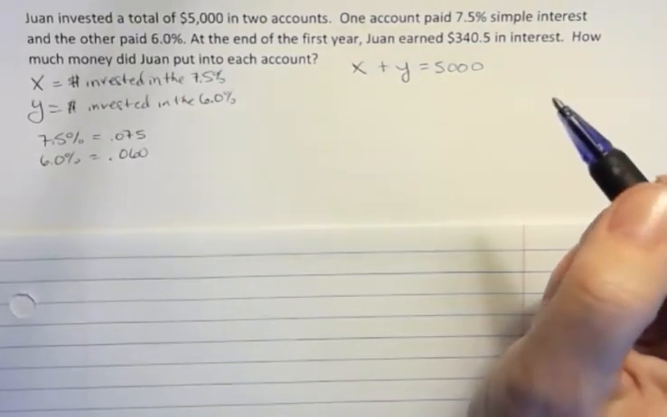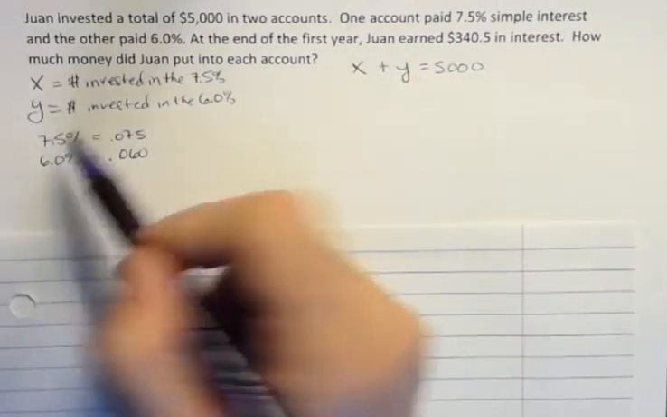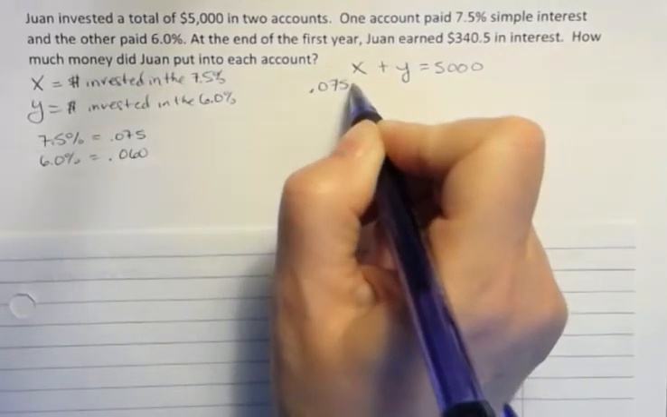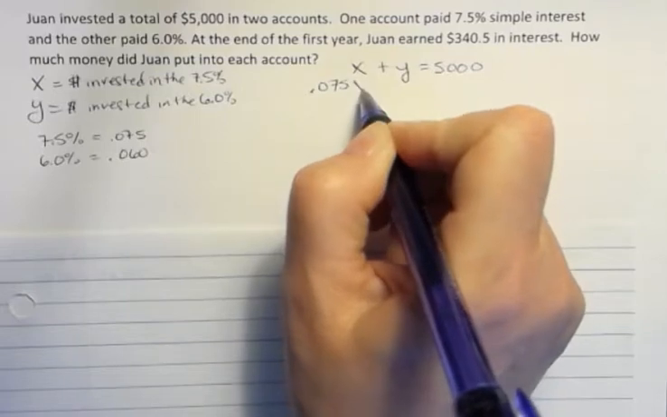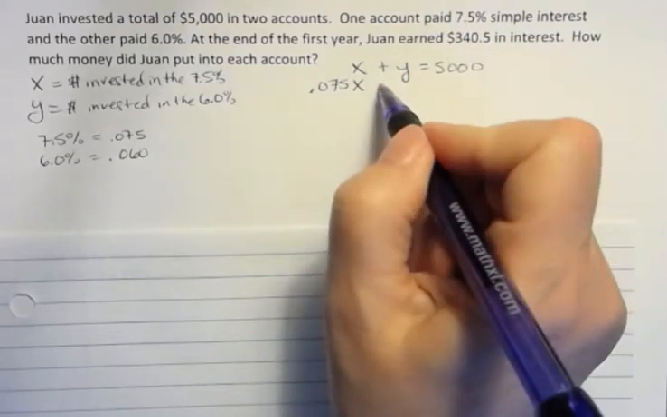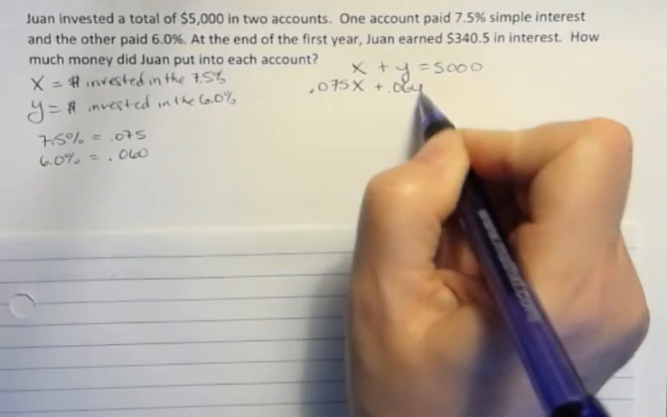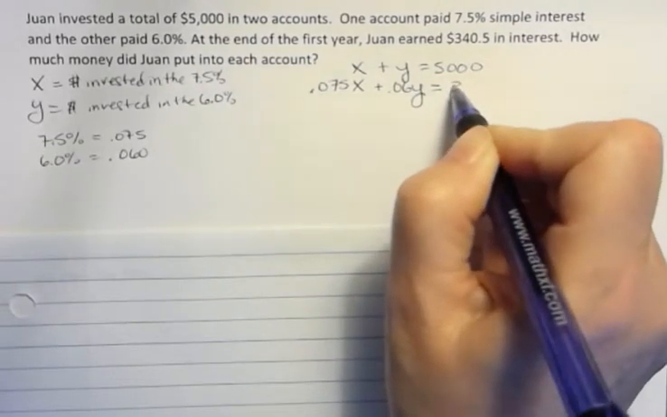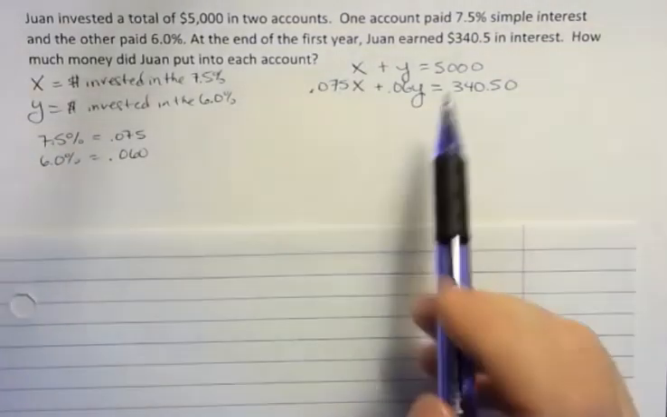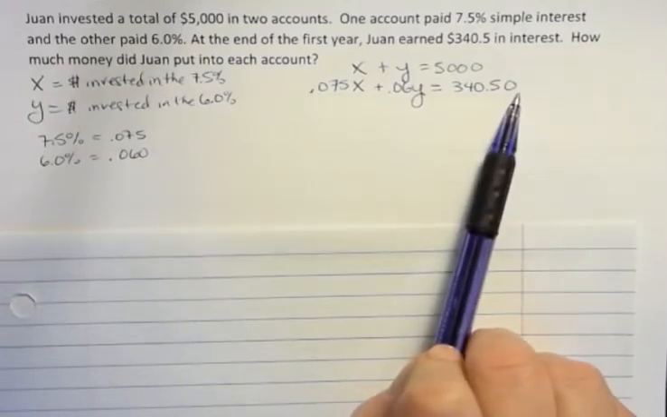The second equation has to do with the amount of interest that they get. So for the first one, they put 0.075x. Simple interest just means at the end of the year, they give them 7.5%. So we multiply the amount invested times the interest. And then for the second one, they put in 0.06y, and that was equal to $340.50. That's how much interest they earned. So the first equation has to do with the money in the account, and the second one has to do with the interest that they earned.